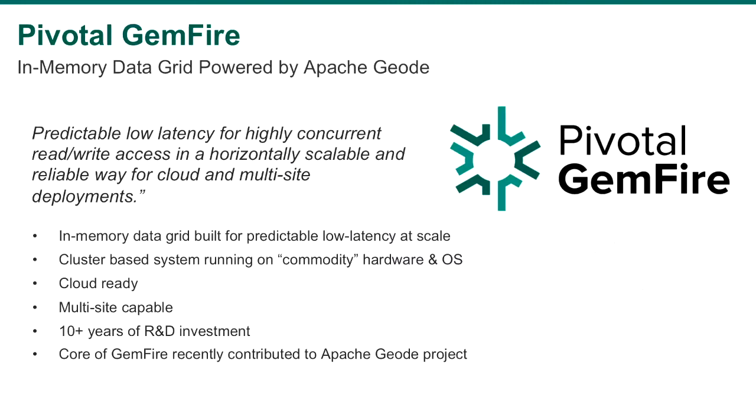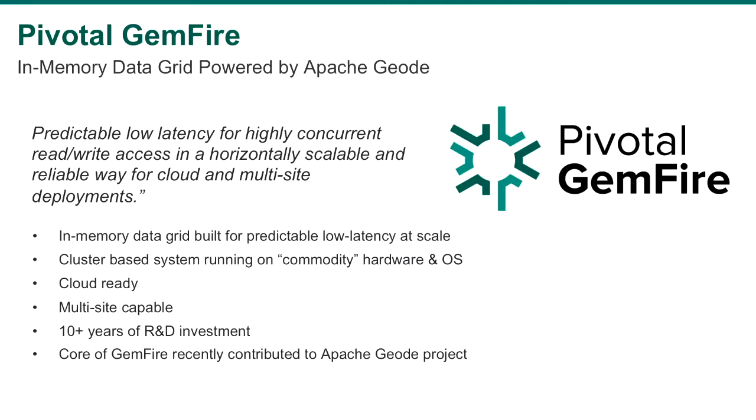GemFire is a key value in-memory data grid, which provides horizontal scale and achieves speed by being memory-oriented. It is cloud-ready and multi-site capable. GemFire is based on a horizontal scale-out architecture that scales by adding servers consisting of low-cost commodity components.